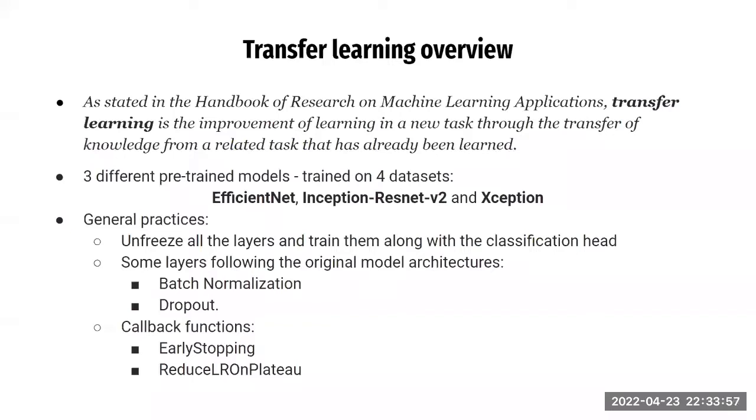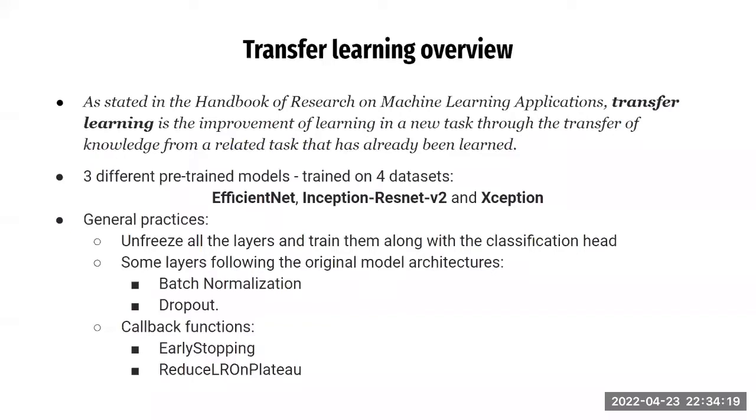And in this project, we experiment with 3 different pre-trained models: EfficientNet, Inception ResNet, and Xception. All 3 models were pre-trained on millions of images from the ImageNet dataset before further training with our 4 datasets. And the validation size is 10% of the dataset size.